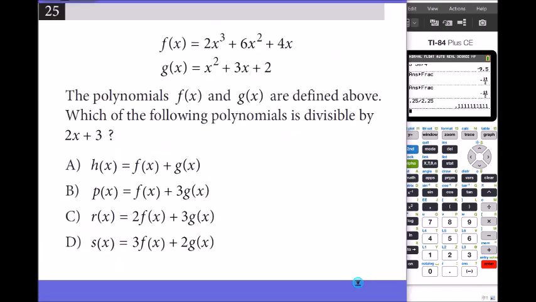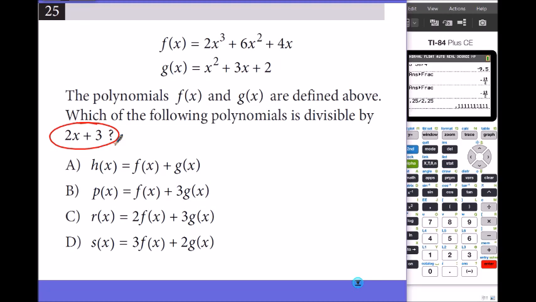25. The polynomials f of x and g of x are defined above. Which of the following polynomials is divisible by 2x plus 3? So they ask a lot of questions asking whether it would be a remainder or factor. So if you can come up with this factor in a polynomial, then there will be a polynomial that is divisible by this, but here you're adding it. So I guess you just gotta quickly go ahead and check a few things here.